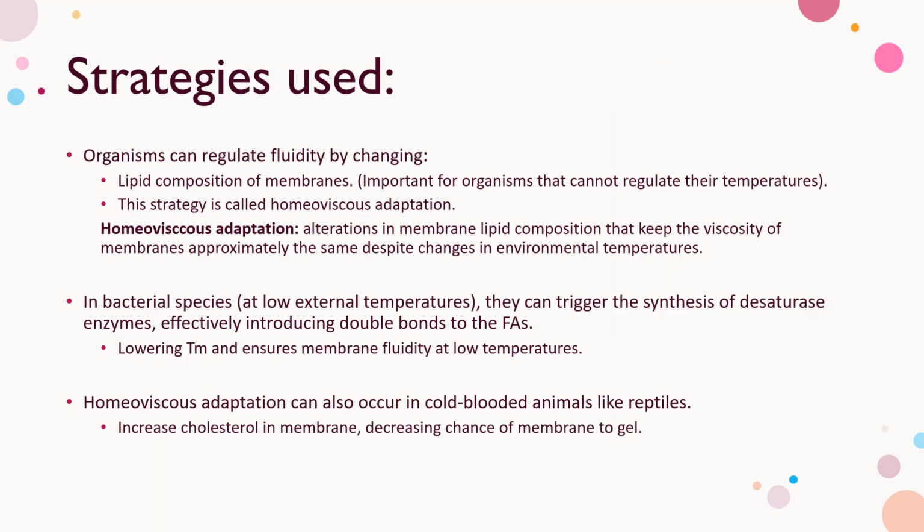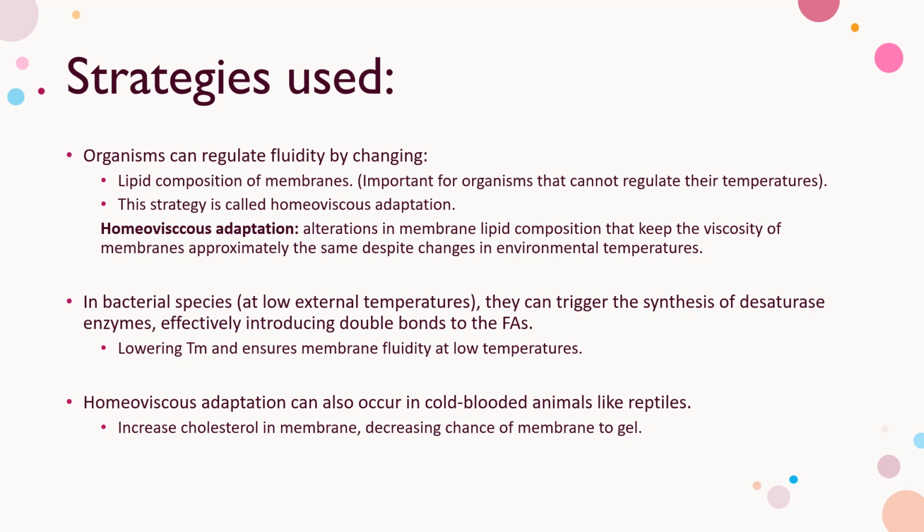Finally, I'm going to describe the different strategies that different organisms use to maintain fluidity. Some organisms can regulate fluidity by changing the lipid compositions of their membranes. This is mostly seen in poikilotherms, or organisms that cannot regulate their internal temperature. Such examples of poikilotherms are bacteria, fungi, protozoa, algae, plants, and cold-blooded animals. The strategy of regulating fluidity is known as homeoviscous adaptation.